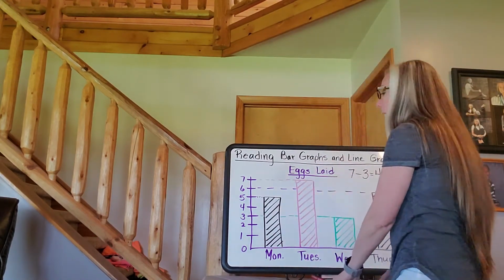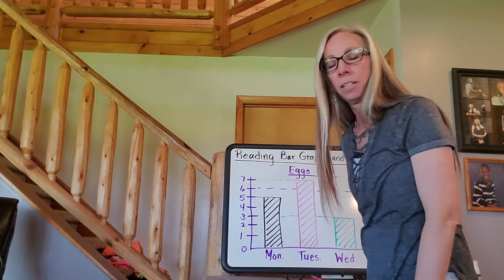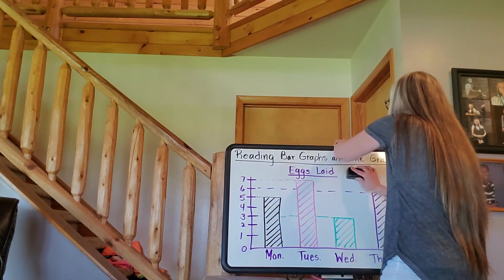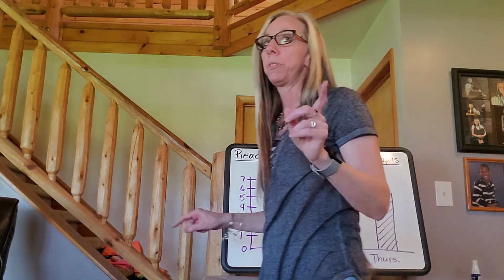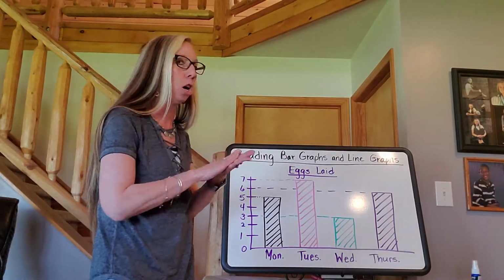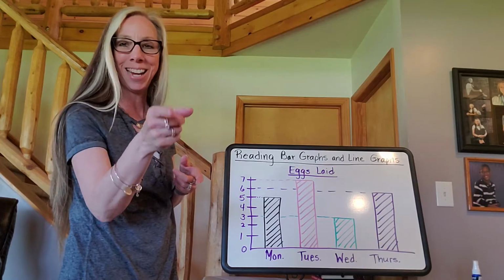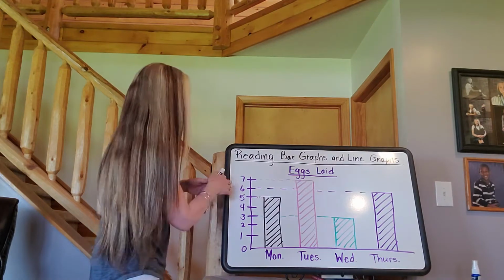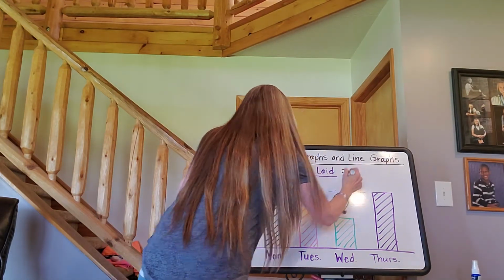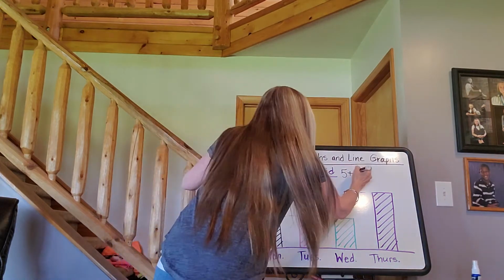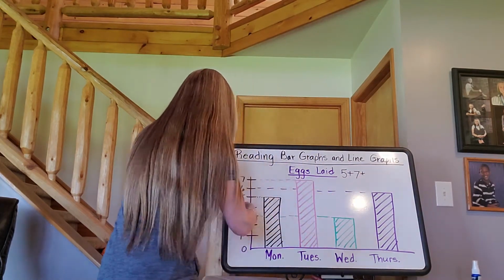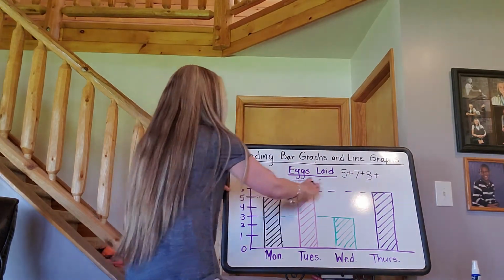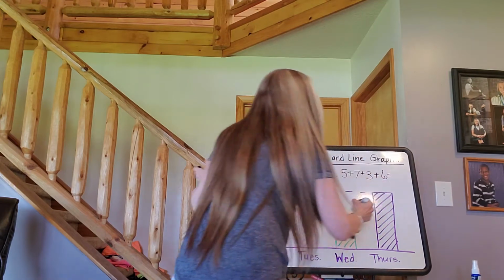Now remember, they could ask you how many eggs were laid all together. So remember, if we want to do all together, what do we have to do when we have all together in a word problem? We have to add. You got it. So we would have to add them all up. So we would add 5 plus Tuesday's 7 plus Wednesday's 3 plus Thursday's 6. So we would have to add those all together.